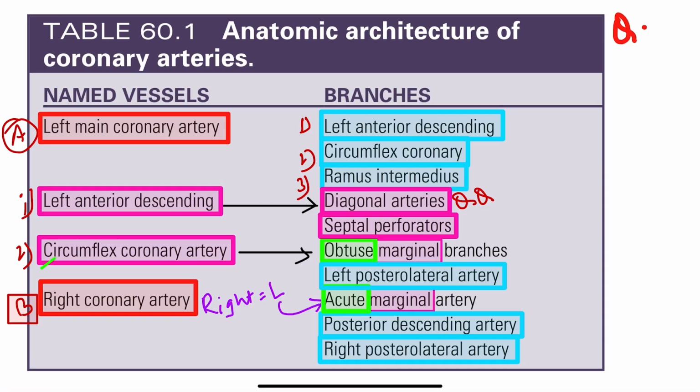The other branch of the right coronary artery is the posterior descending artery. This is also very important, and the right posterolateral artery.